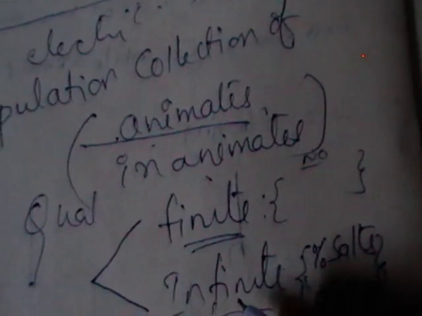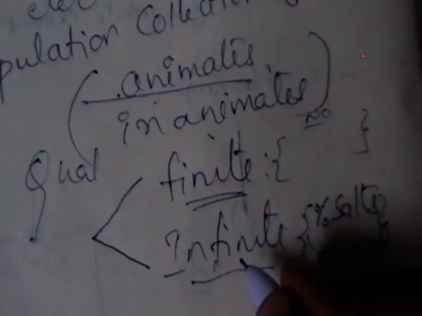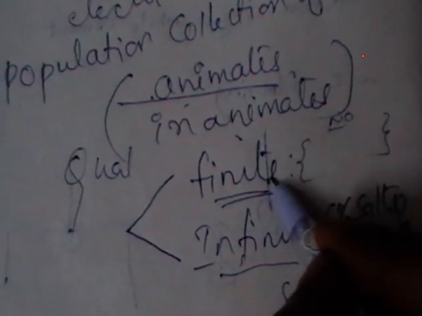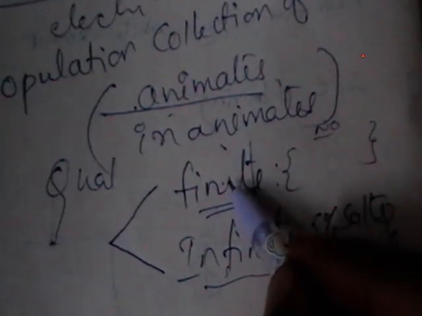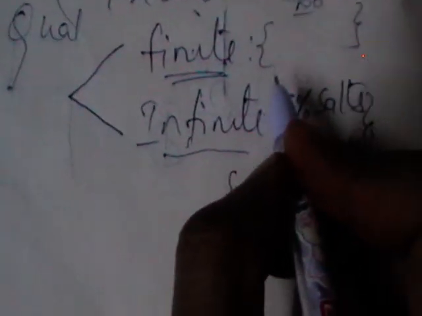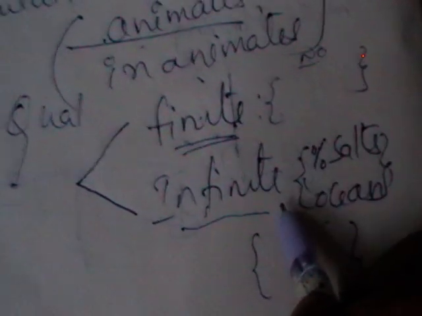Means after defining the population, you should check whether the population is finite or infinite. If the number of units in the population is countable, we call that as a finite population. If the number of units in the population is uncountable, we call that as an infinite population. Sometimes under our study it may be a finite one or infinite one.